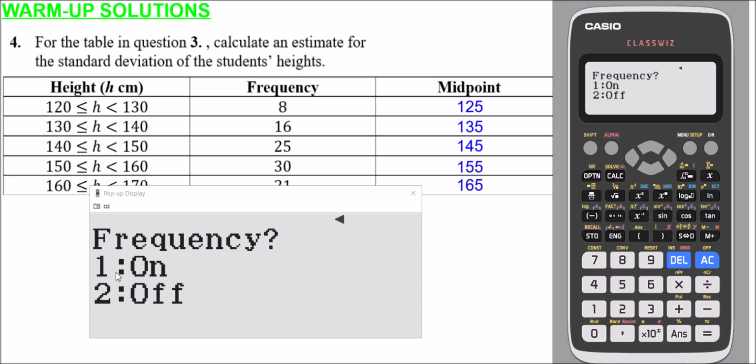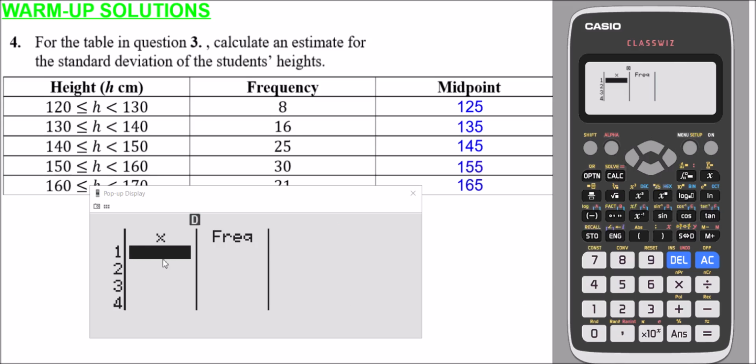Likewise, of course, if you wanted to get rid of it, you could press 2 to turn it off. I'm going to press 1 to turn it on. As you can see, there it is. If I wanted that to disappear, I would have pressed option 2, and it just reduced down to this first column. For the x's, we're going to type in our midpoints. So our first x, if you like, is 125, then 135, 145, 155, and finally 165.